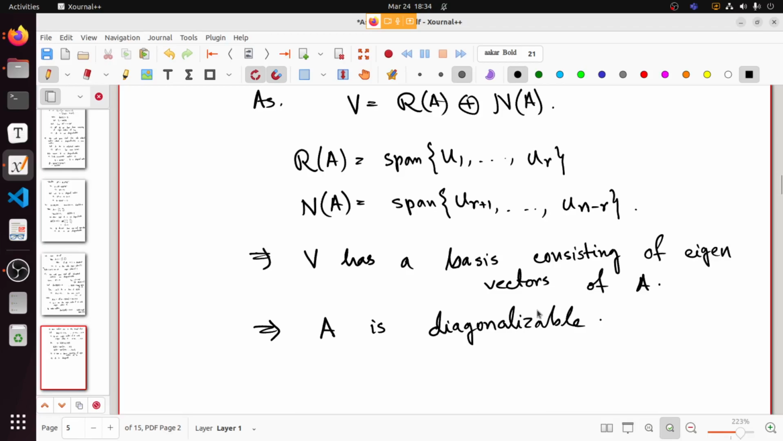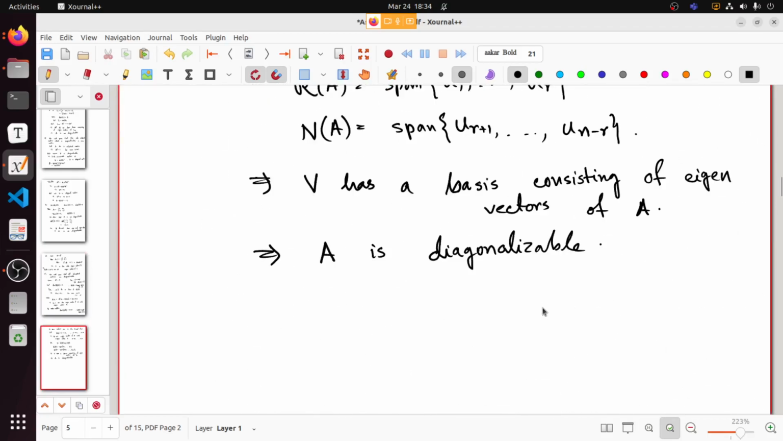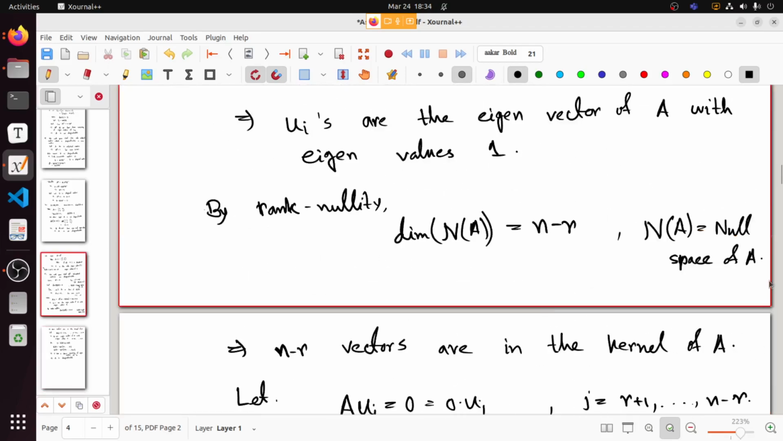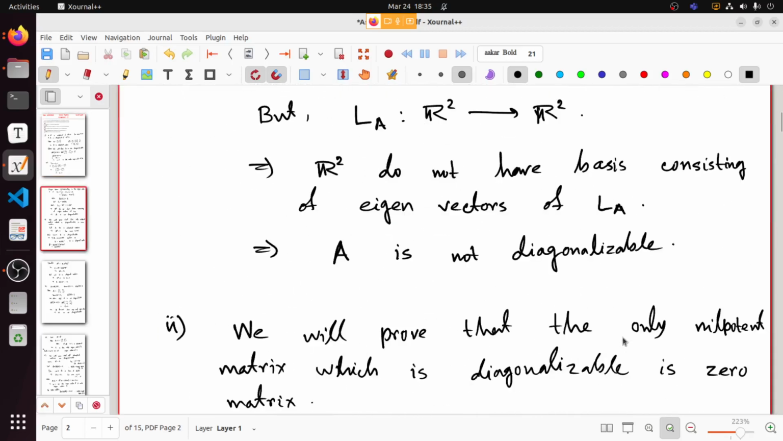So we start with the assumption that A is idempotent and prove that A is diagonalizable. So option number 5 is correct. All the idempotent matrices are diagonalizable. Question number 1 is done. Let's move to question number 2.